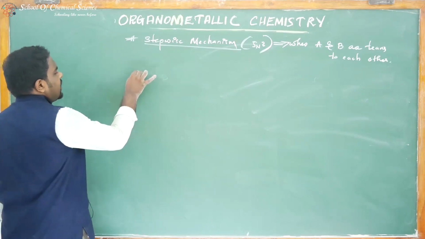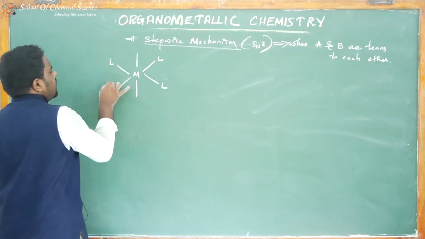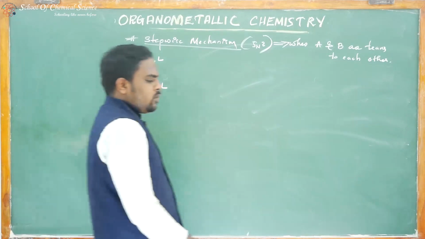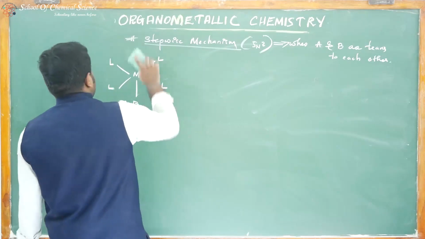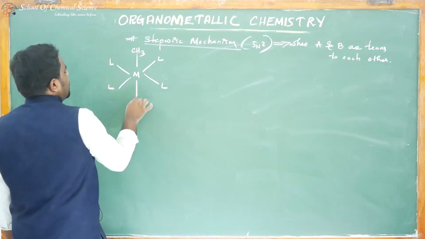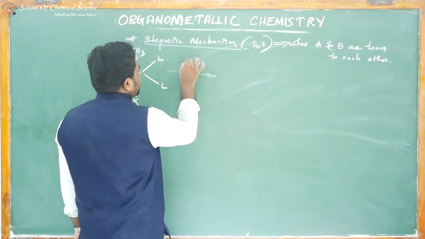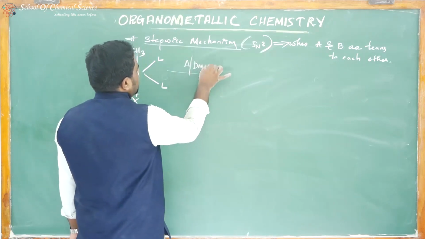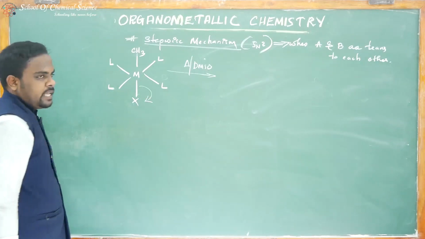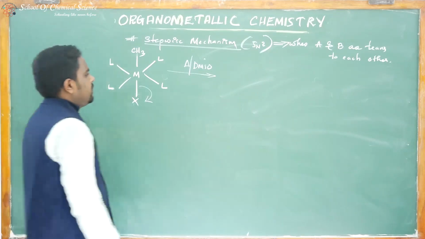For example, consider M, L, where your anionic ligands A and B are trans to each other. More accurately, A is a methyl group and B is a halide X. In the first step, you are heating in the presence of a solvent like DMSO. What happens is this X minus group will be eliminated. In the first step, the trans X minus group will be eliminated.